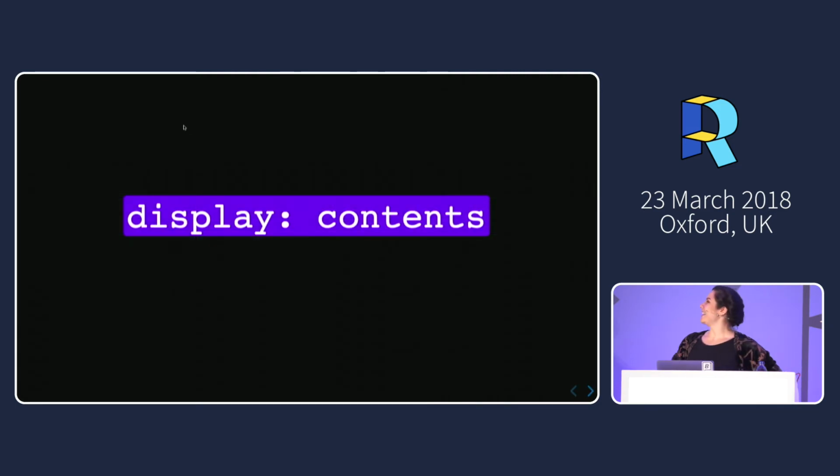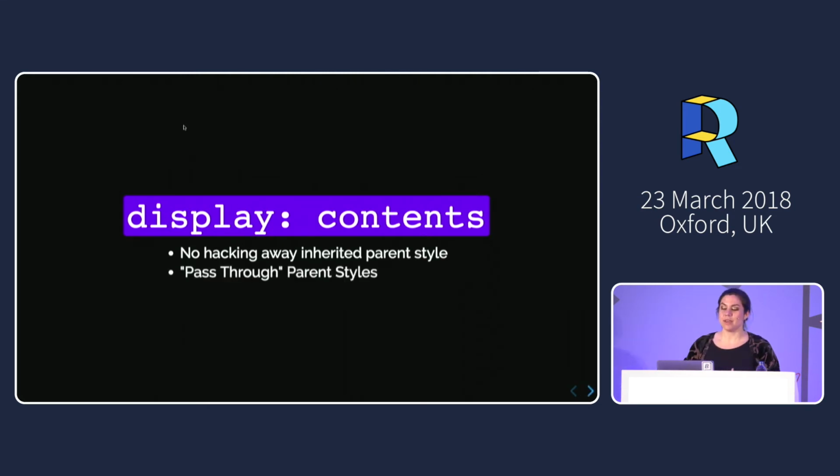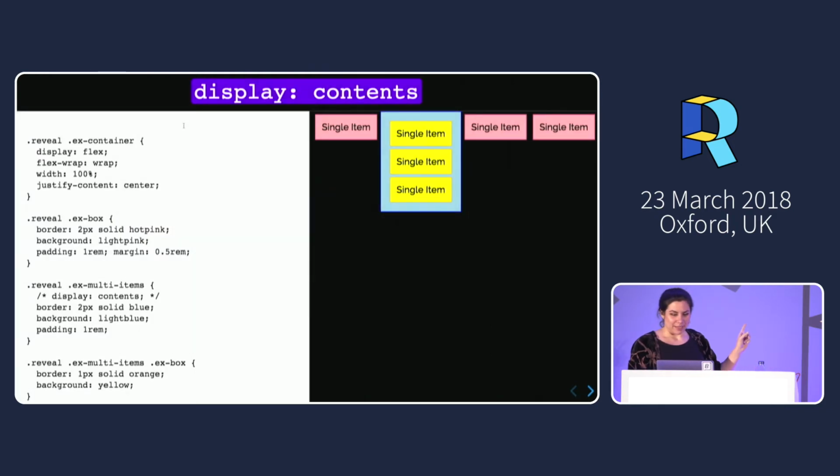No comment. So the next thing I want to talk about is display contents, which just came to my attention. Really, really interesting property here. So essentially, what this allows us to do is we don't have to hack inherited parent styles, which kind of happen all the time. And you can also have these pass-through parent styles, because display contents allows us to say that whatever element this is, I want to see the elements inside of it without applying any of the display properties from the parent. A visual is probably a better way to explain this.